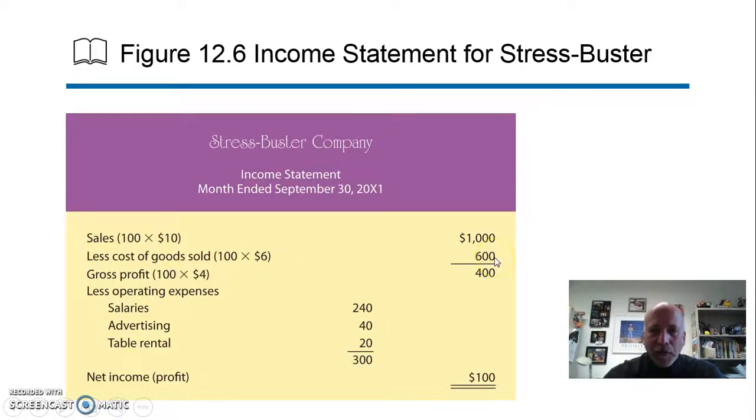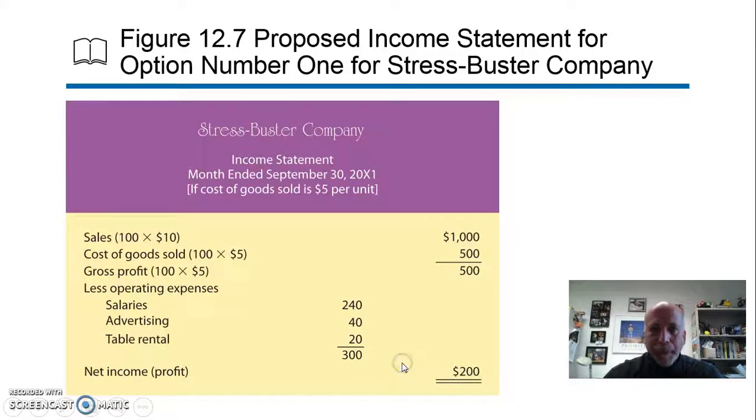So my cost of goods sold was $600, giving me a gross profit of $400. I had salaries for my operating expenses, $40 worth of advertising, a table rental of $20, and so I had operating expenses of $300 and a net income or a net profit of $100.